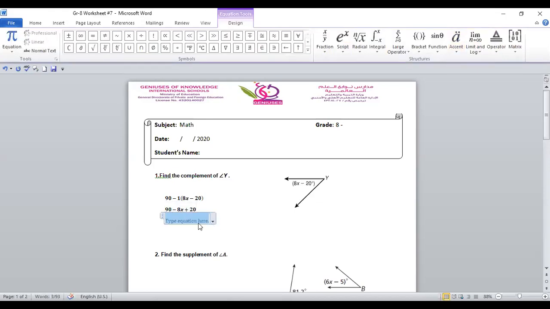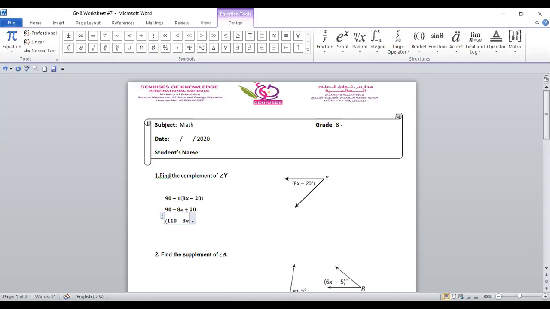90 plus 20 will give you 110. Now, we are not solving an equation, we are solving an expression only. When you're solving expressions, you just have to solve them how they are. So 90 plus 20 equals 110, negative 8x remains the same. So this is how your answer is going to be.